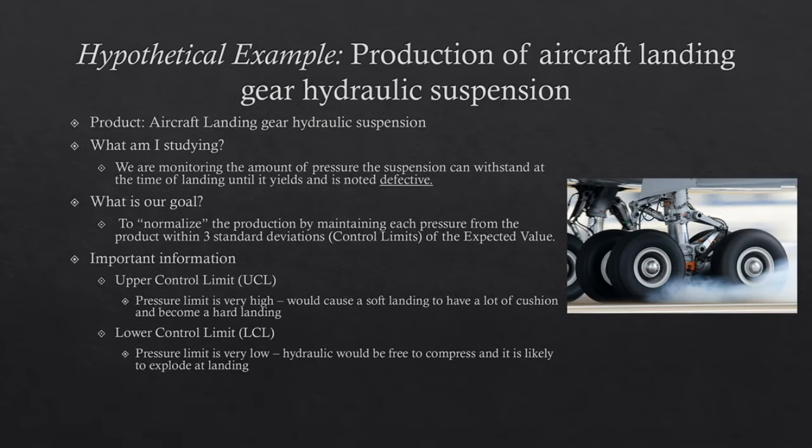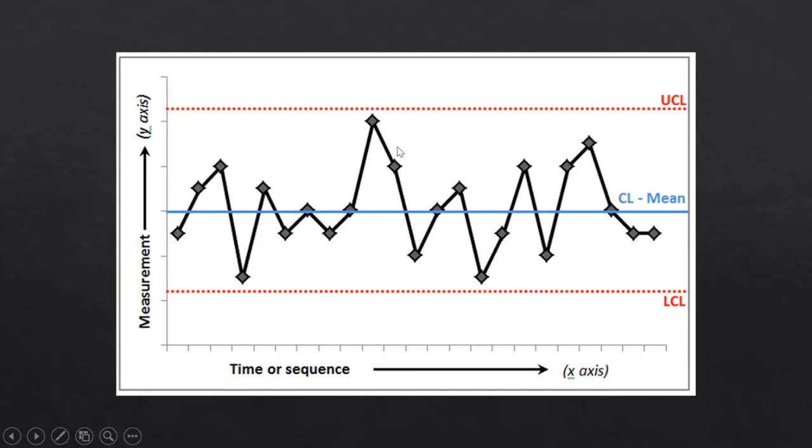is noted defective. Here we can see in our sample control chart that our data falls within the control limits, which means that they fall within 3 standard deviations of the expected value of the pressure of the hydraulic system, but there's a lot of variance within the data points.